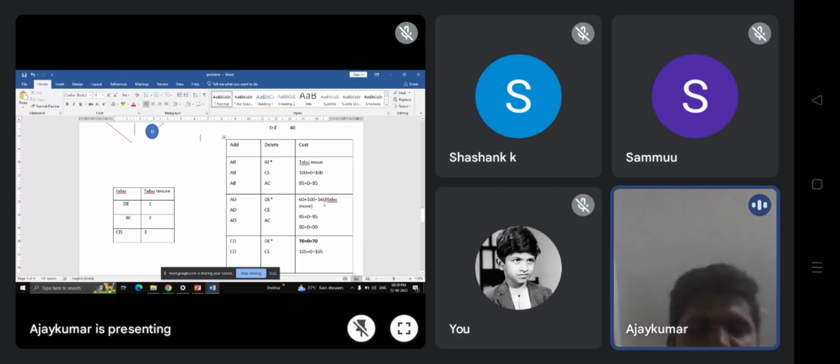As D is already present in the Tabu list, because it is giving the best solution compared to all others, we do not consider this as a Tabu or forbidden move. So we are considering D. Now D becomes 1, and we add CD to the Tabu list, and it is left for 3 iterations.